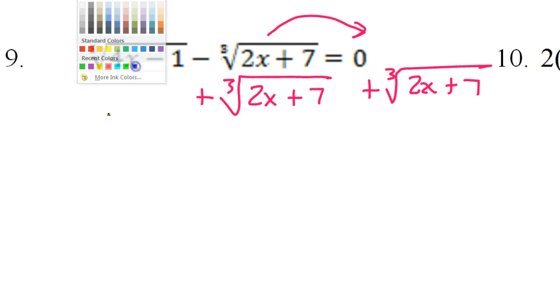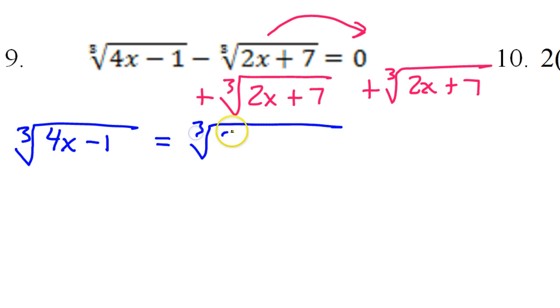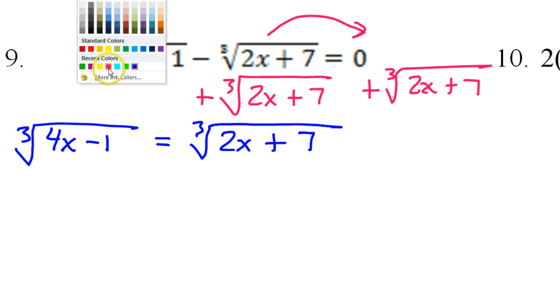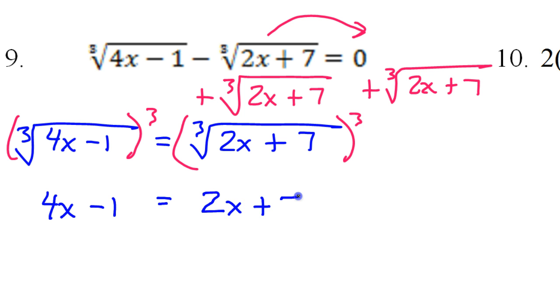So that will give us the cube root of 4x minus 1 equals the cube root of 2x plus 7. Okay, we could now cube both sides. That's what I'm struggling to say. And that will cancel out both of these radicals. So that's going to give us 4x minus 1 is equal to 2x plus 7.